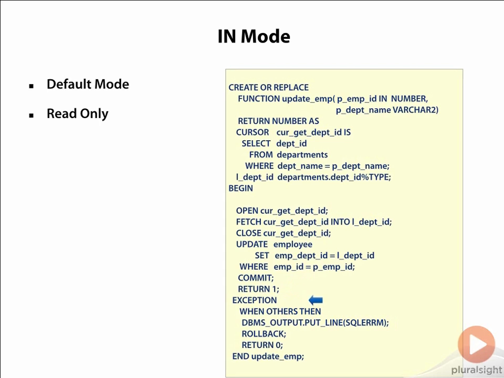In case of an error, we have an exception block with the when others exception handler, where we print the error message, roll back the changes made, and return a failure status of 0 to the client.